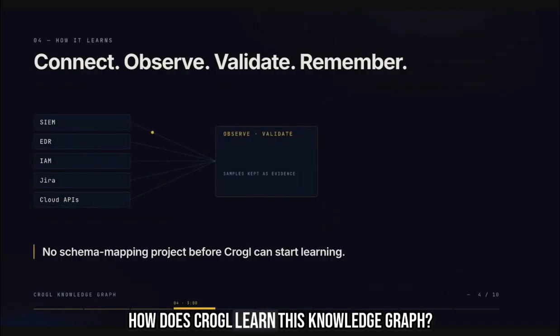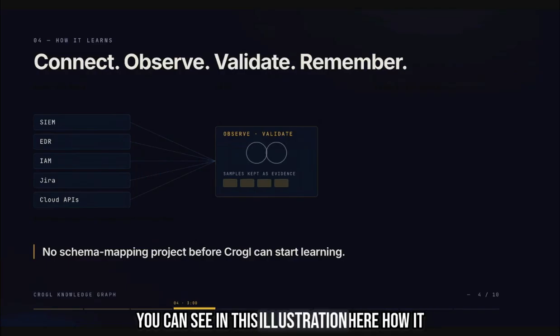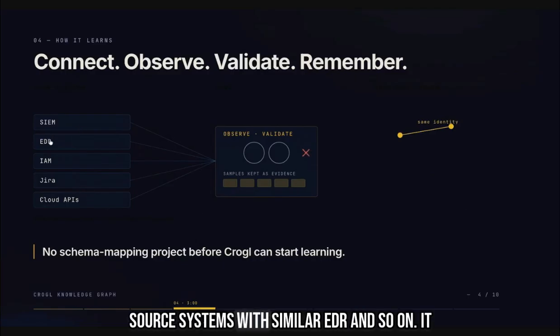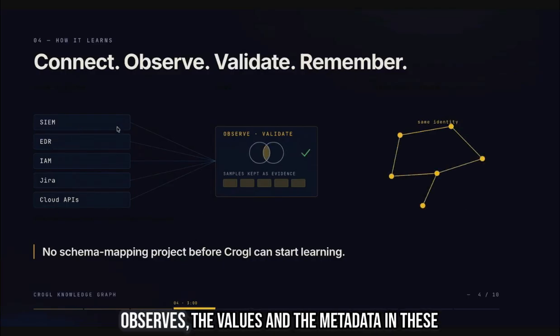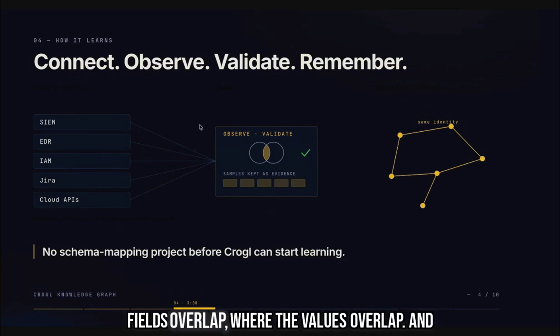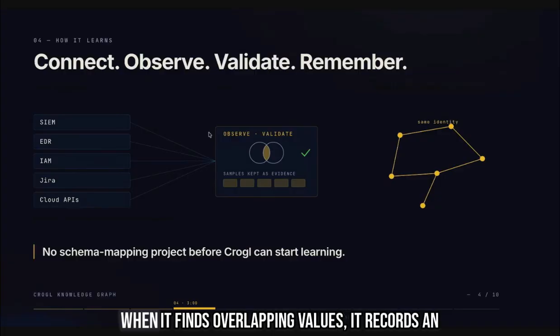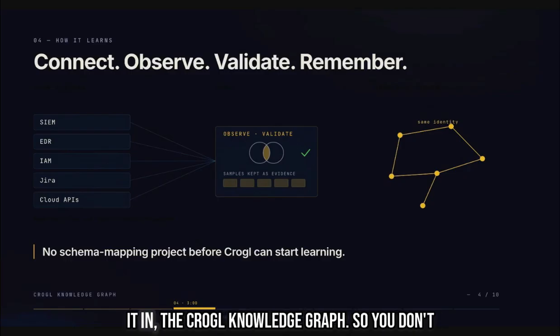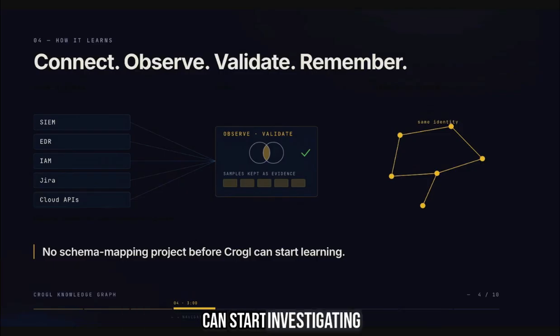How does Crogl learn this knowledge graph? You can see in this illustration how it does it. It connects to the different source systems, your SIM, your EDRs, and so on. It observes the values and the metadata in these source systems. It tries to validate where the fields overlap, where the values overlap, and when it finds overlapping values, it records an edge, and it remembers that edge by persisting it in the Crogl Knowledge Graph. So you don't need a schema mapping project to be done before Crogl can start learning, before Crogl can start investigating.